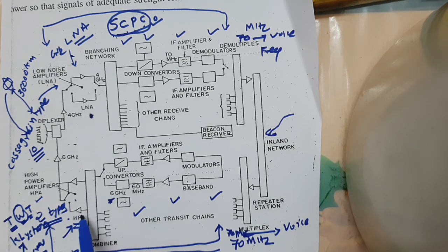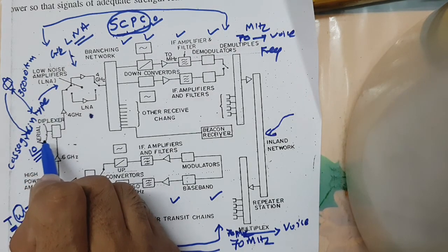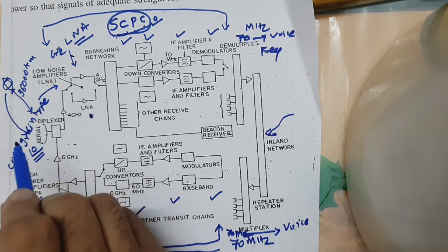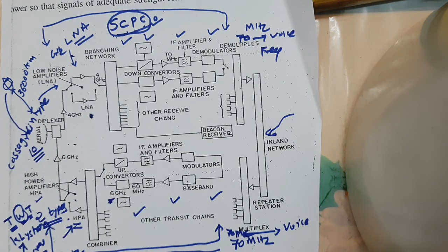HPA means high power amplifier. Two types of high power amplifier we are using, and then it is given to the aerial, or we can say antenna, and through the antenna we transmit the signal towards the satellite.